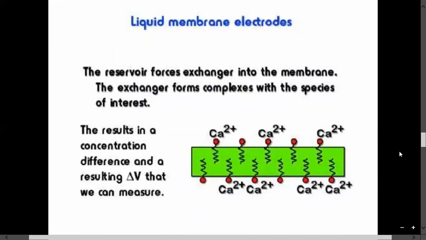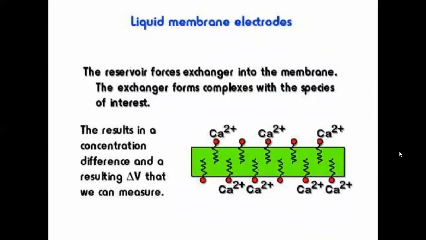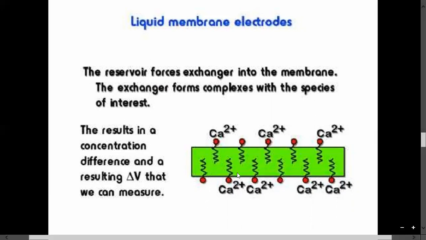Now, in a liquid membrane electrode, the reservoir forces the exchanger into the membrane. The exchanger forms complexes with the species of interest. This results in a concentration difference and a resulting partial voltage, delta V. This potential difference, delta V, is what we can measure.